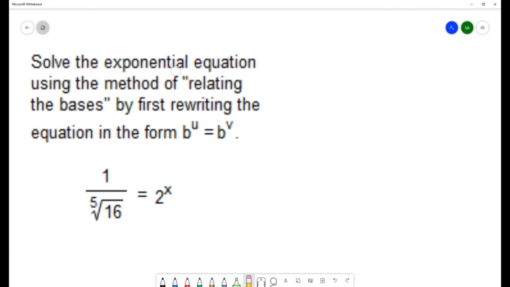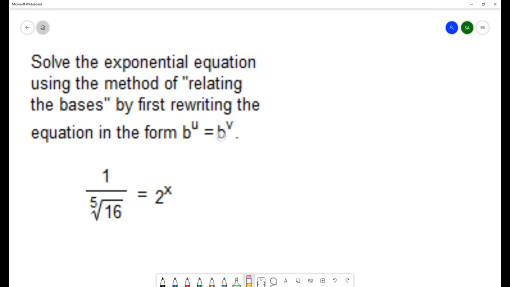Solve the exponential equation by using the method of relating the bases, by first rewriting the equation in the form b to the u equals b to the v. And the equation that we're working with is 1 over the 5th root of 16 equals 2 to the x. So the method that we're using to solve this is to try to make it so there are the same base on both sides of the equation.